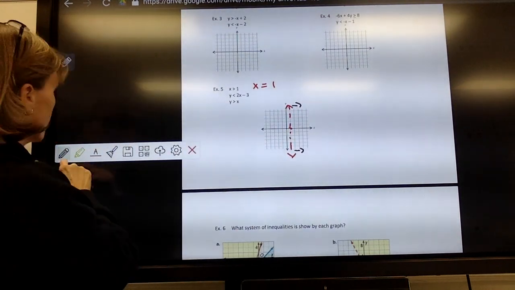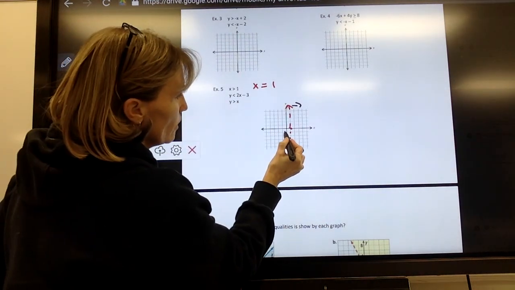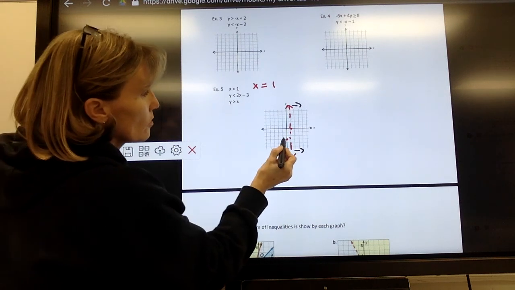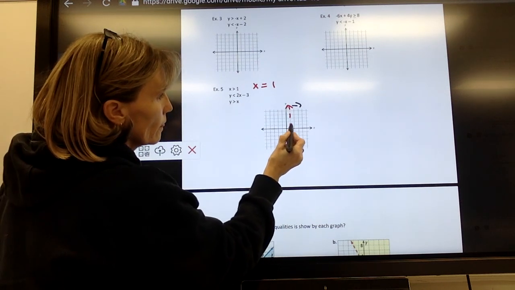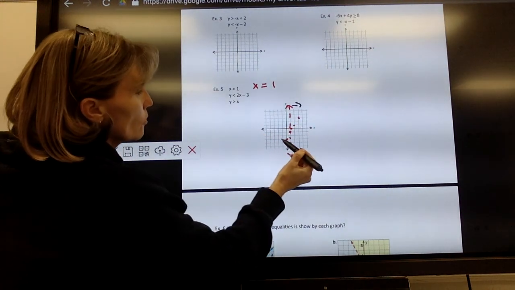Okay, to graph the second line there, that's in slope-intercept form, so I'm going to start at -3. And I'm going to use a slope of 2 over 1. So I'm going to rise 2 and run 1. Okay, that's also going to be a broken line.